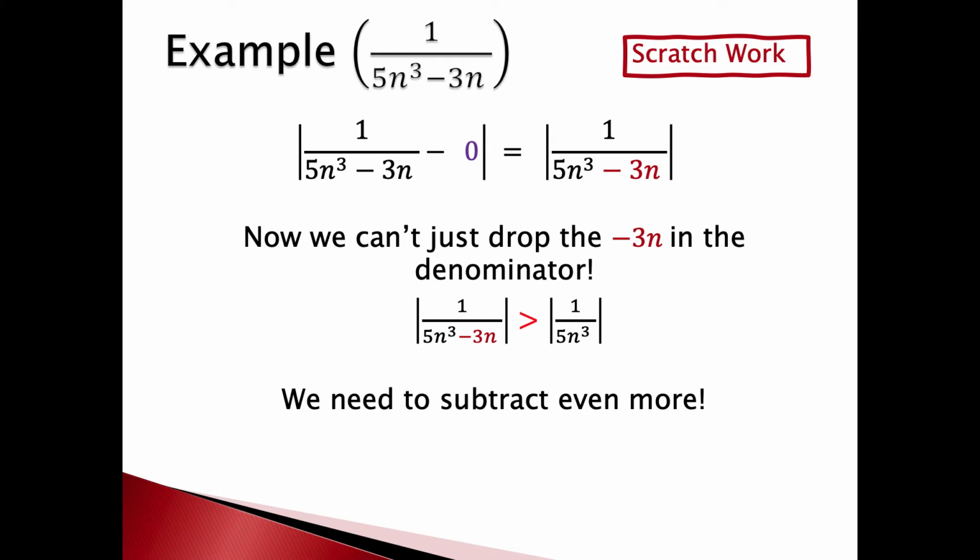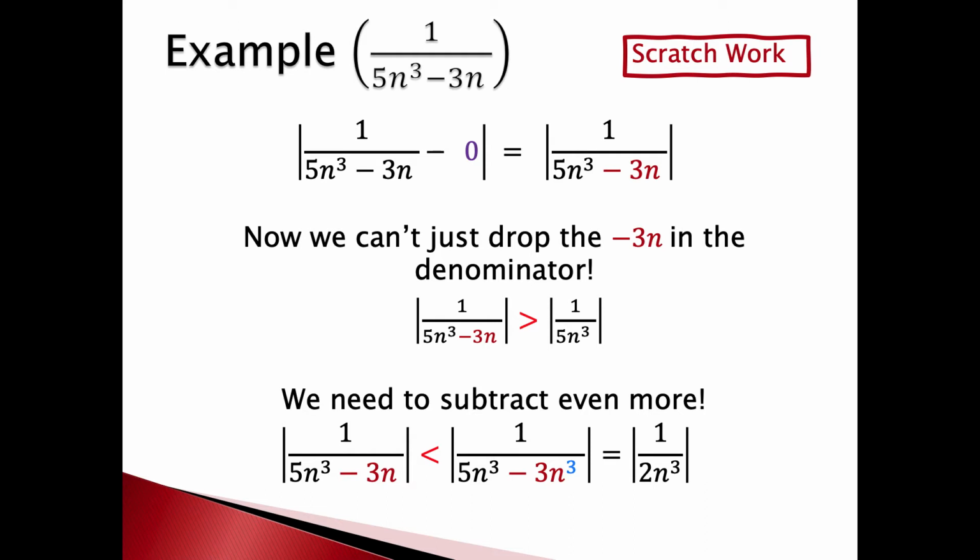Rather than subtracting 3n, let's subtract even more. Let's subtract 3n cubed. That would be even more than we had before. That's really cool because now the algebra comes to our rescue. I get in the denominator 2n cubed. See, there's a lot of room between 5n cubed and 3n.